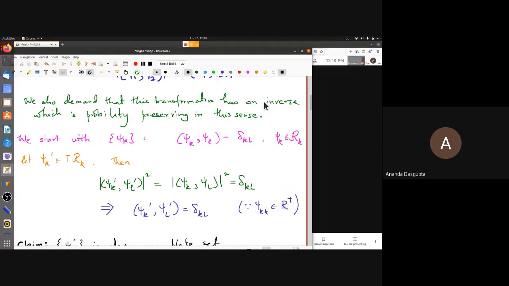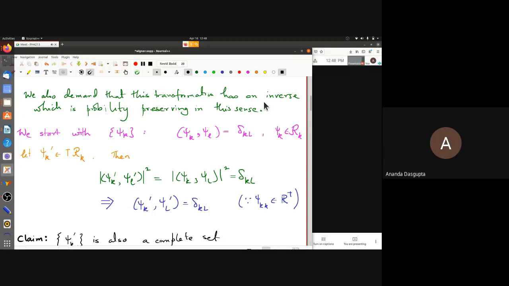Okay. So what we also demand is, of course, that the transformation has an inverse, which is probability preserving in the same sense. Now, in order to go ahead with the proof, we will start with a complete set psi k on your vector space, such that the psi k's are all orthonormal. So psi k comma psi l is delta kl. Each of these psi k's belongs to a different ray. They are definitely not multiples of each other, because if they had been multiples of each other, they couldn't have been orthonormal to each other, right?